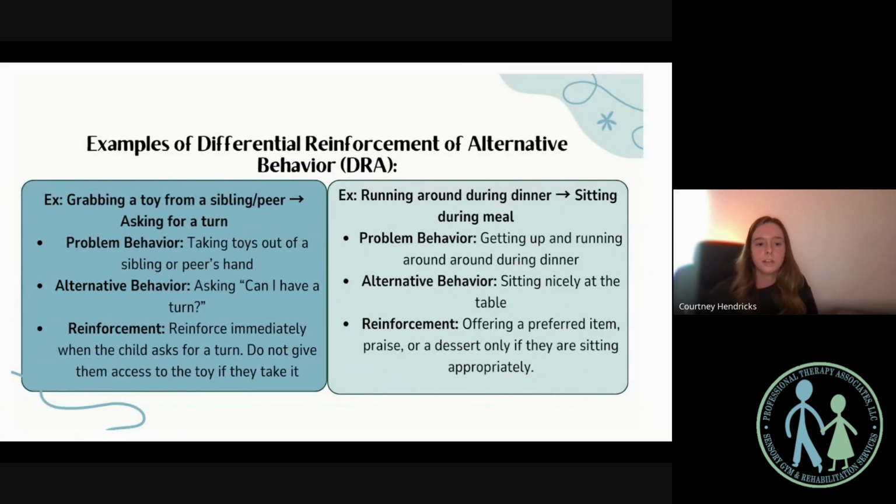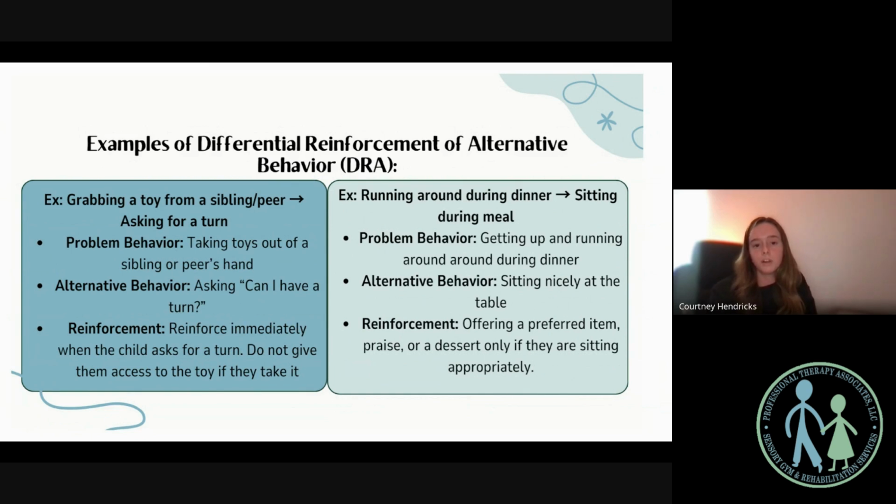And then these are some examples in the home. So like grabbing a toy from a sibling or peer, we can alternate that into asking for a turn. Problem behavior would be taking toys out of a sibling or peer's hand. The alternative behavior would be asking, "Can I have a turn?" And then reinforcement is reinforced immediately when the child asks for their turn. Do not give them access to the toy if they just take it.